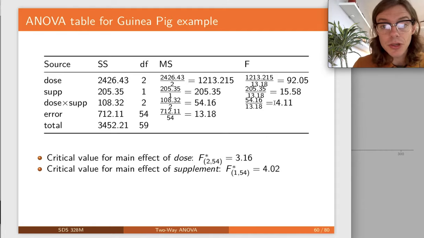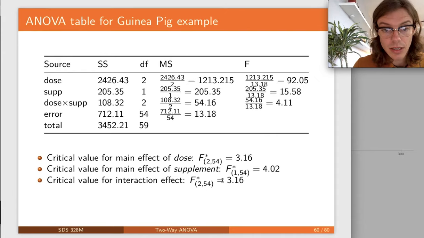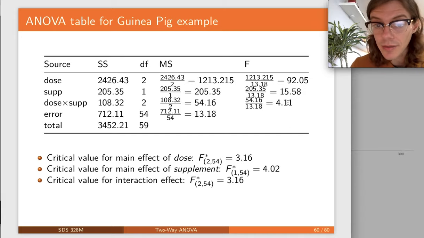And then the critical value for the interaction is the same as this one, right? 2 numerator degrees of freedom, 54 denominator degrees of freedom. 3.16, hey, we're bigger than that, right? We can reject the null hypothesis. It's significant.